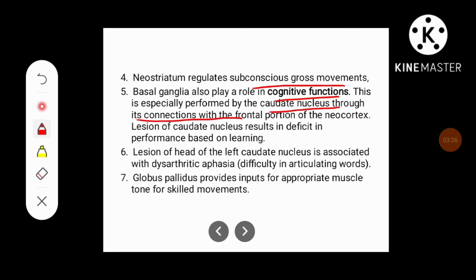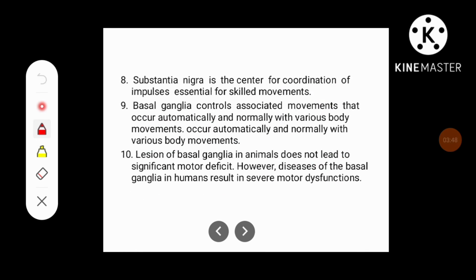Lesion of the caudate nucleus results in deficits in performance based on learning. Lesion of the head of the left caudate nucleus is associated with dysarthric aphasia, that is difficulty in articulating words. Globus pallidus provides input for appropriate muscle tone for skilled movements. Substantia nigra is a center for coordination of the impulses essential for skilled movements. Basal ganglia control associated movements that occur automatically and normally with the various body movements.